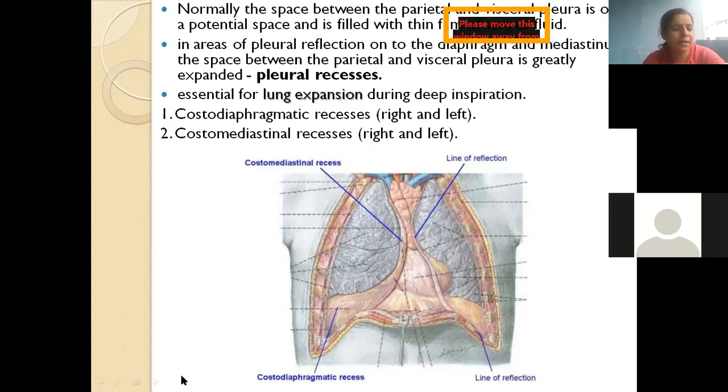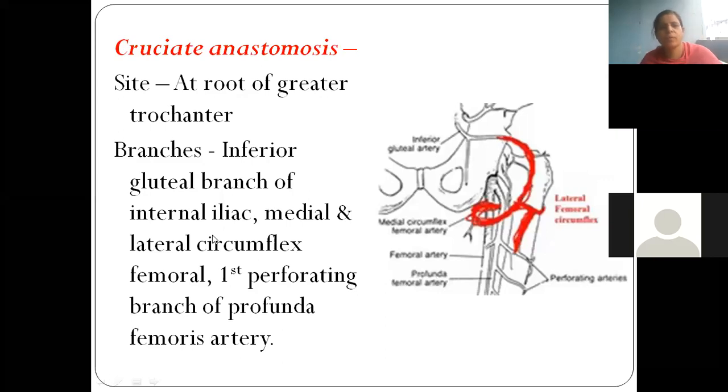We have actually done trochanteric anastomosis, I think, in the day before yesterday's class. In the same PowerPoint, we also have cruciate anastomosis. I'll show you. Meanwhile, try to read something. Is it cruciate or which anastomosis that was asked?